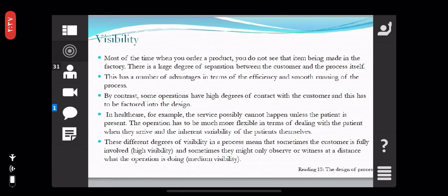Sometimes the customer must be involved in the process. For example, if you need a hairdresser to cut your hair, that's a service, right guys? In this moment, the customer must be engaged in this kind of process. Or you need to go to the hospital, for example; a patient must be engaged in this kind of process. It means the process must be visible to the patient or to the customer.